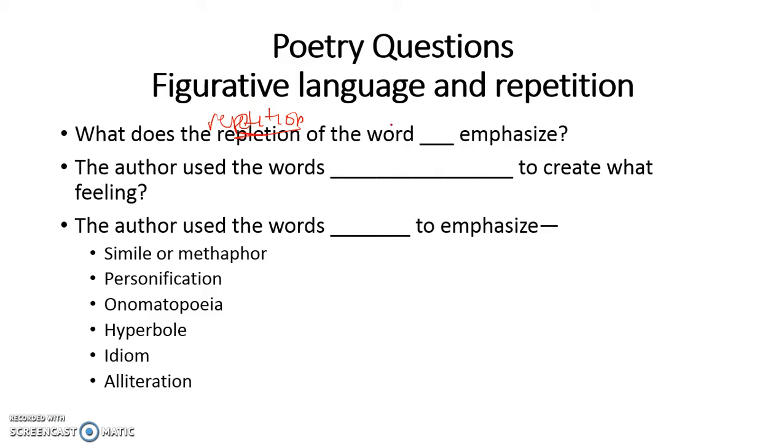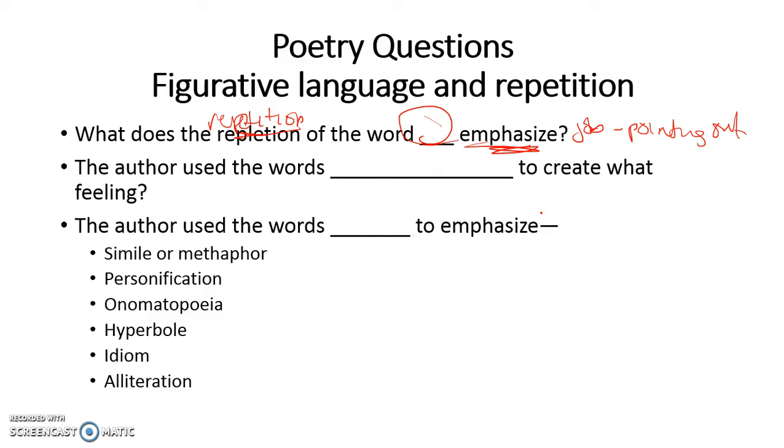of the word blank emphasize. So repeating a word, what is it emphasizing? In other words, what is its job? What is it pointing out? So go back and look at where that word shows up and what it's doing and think about the meaning of that word. The author used the words what to create what feeling.